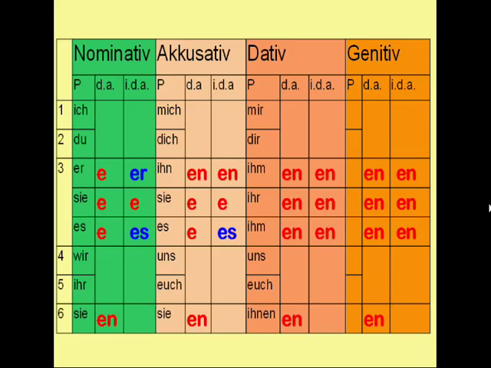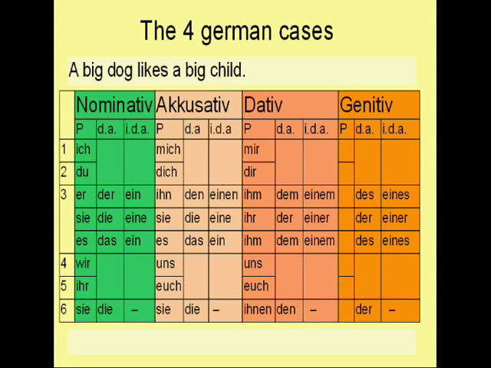So here are the endings, and as you can see, they are easy to memorize because they are the same as the ones for the definite articles, except for these three. So basically you just have to memorize that these three are different. So let's try this out on some examples.